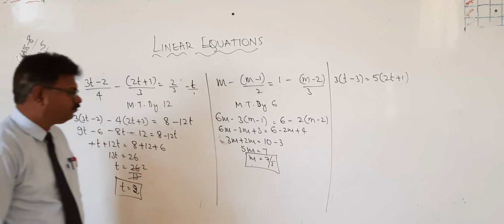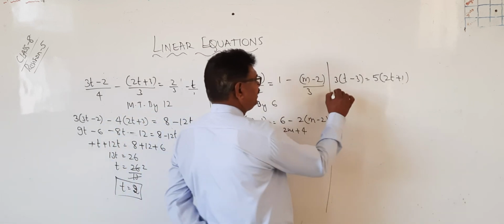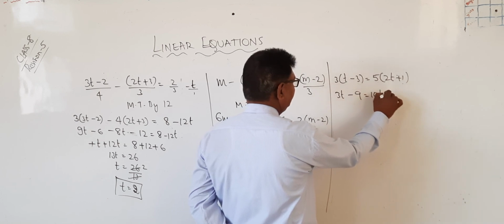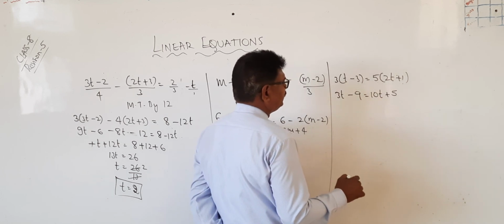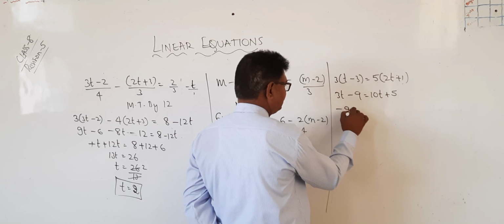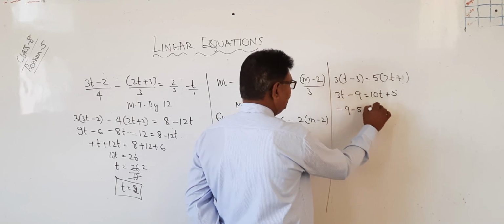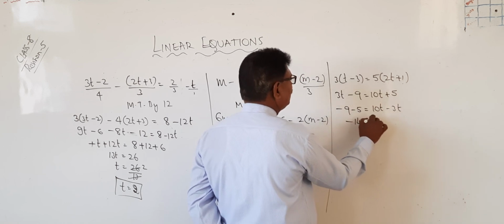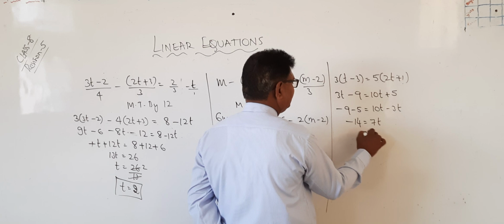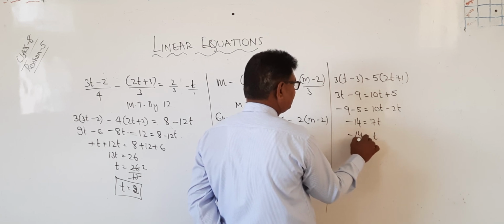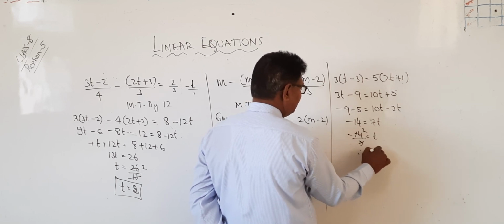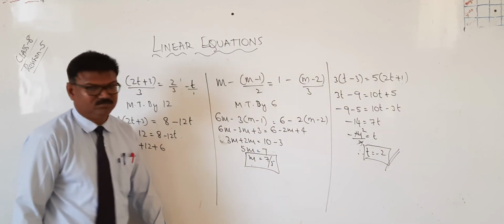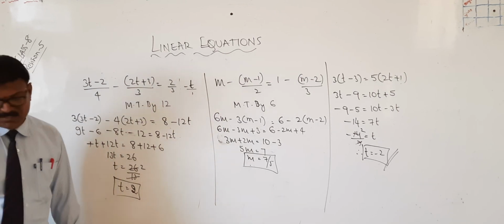Yes. Next. 3 into t, 3t minus 9 equal to 10t plus 5. Go to the side. Minus 9 minus 5 equal to 10t minus 3t. Minus 14 equal to 7t. Therefore t equal to minus 14 divided by 7. Therefore t equal to minus 2. Okay, so like this, please take down.